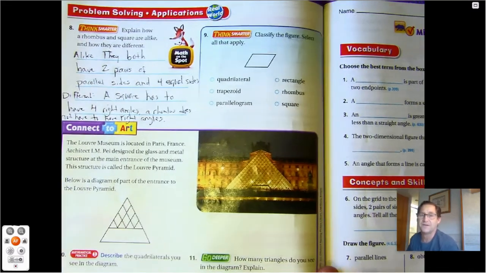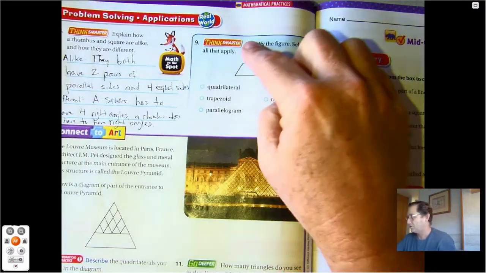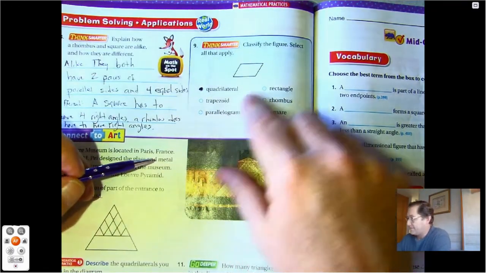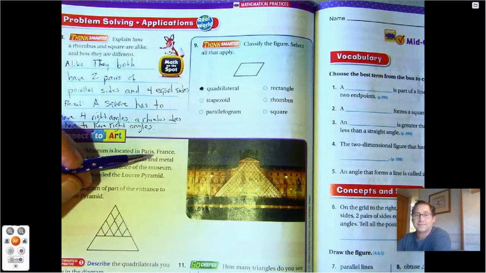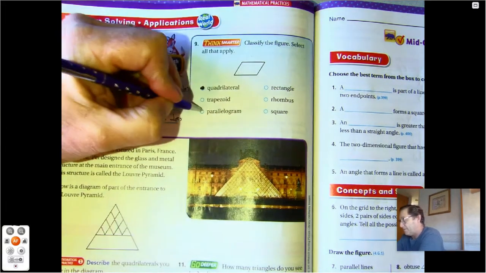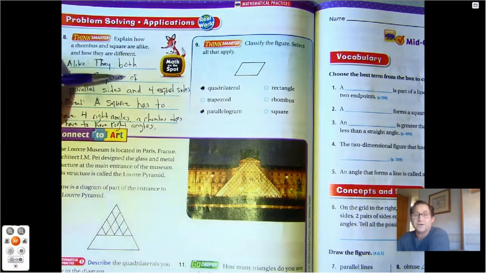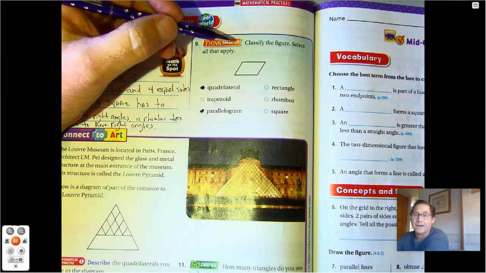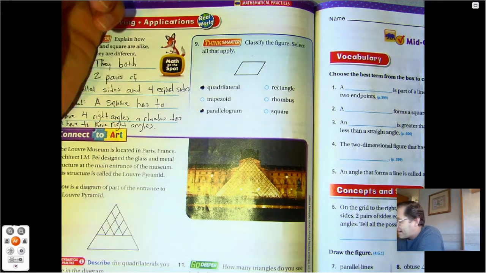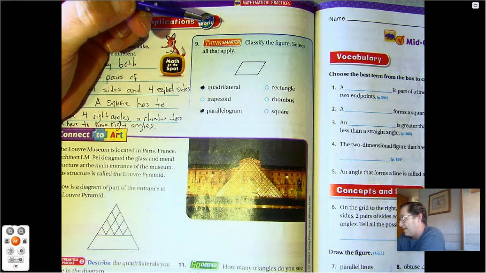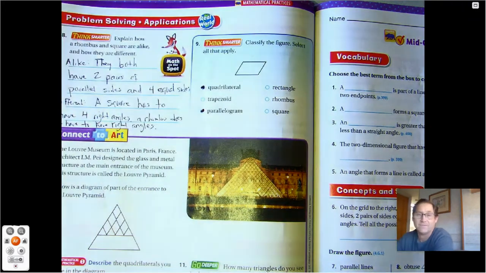All right, so number 9, classify the figure, select all that apply. 1, 2, 3, 4. It's definitely a quadrilateral. It is not a trapezoid because it has two pairs of parallel sides. This and this, this and this. It is a parallelogram because it has two pairs of parallel sides. It is not a rectangle because it does not have right angles. It is not a rhombus because all the sides are not equal. It is not a square because not all the sides are equal, and it doesn't have right angles.